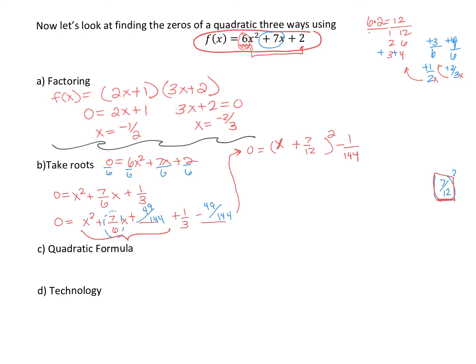So that's the first part. You have to actually complete the square. So I probably would not use taking roots as a method unless it was already in this form. So at this point, I'm going to add the 1/144.